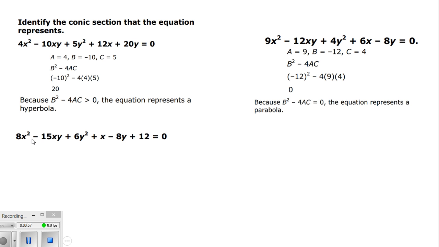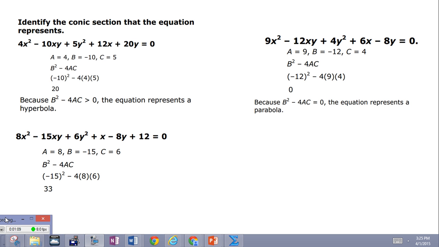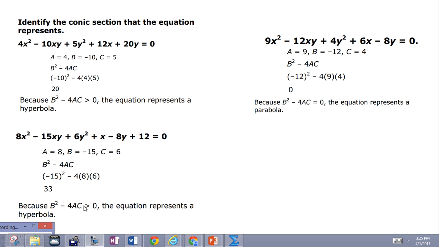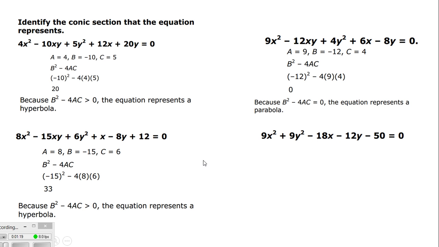Here's another full expression, conic, A through F terms identified. Obviously, A, B, and C are easy to identify. Putting them into the discriminant form gives us a positive, telling us that we have a hyperbola there.